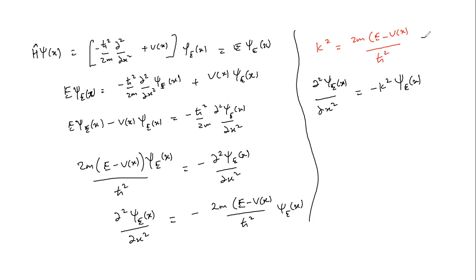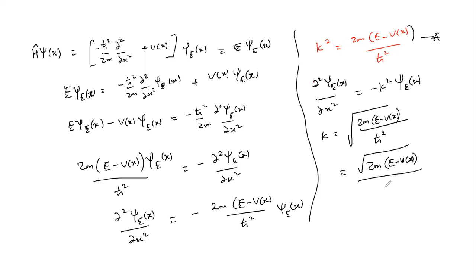And from this expression, we see that k is the same as the square root of 2m (E minus V(x)) over ħ², which is the same as the square root of 2m (E minus V(x)) over ħ. Okay, good.